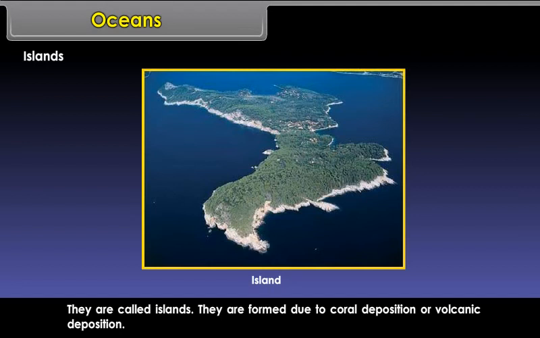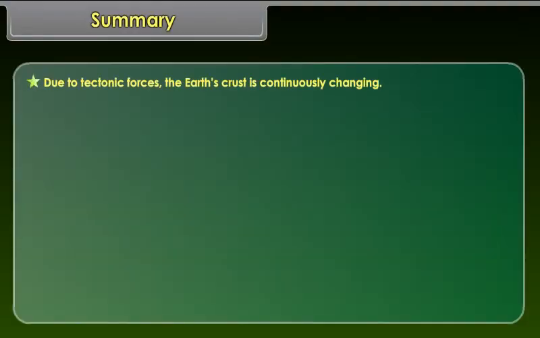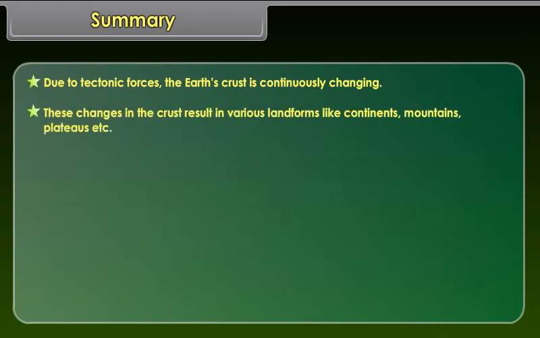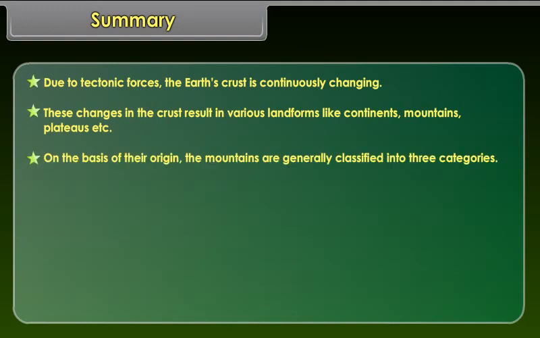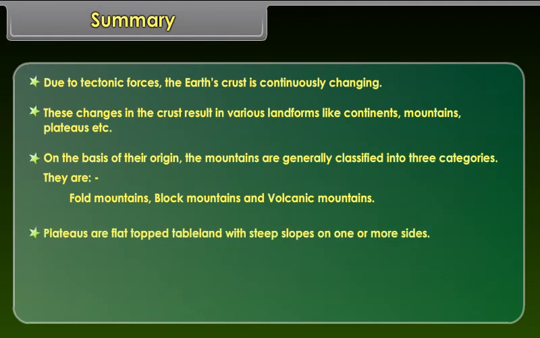Summary. Due to tectonic forces, the Earth's crust is continuously changing. These changes in the crust result in various landforms like continents, mountains, plateaus, etc. On the basis of their origin, the mountains are generally classified into three categories. They are fold mountains, block mountains, and volcanic mountains. Plateaus are flat-topped tableland with steep slopes on one or more sides.